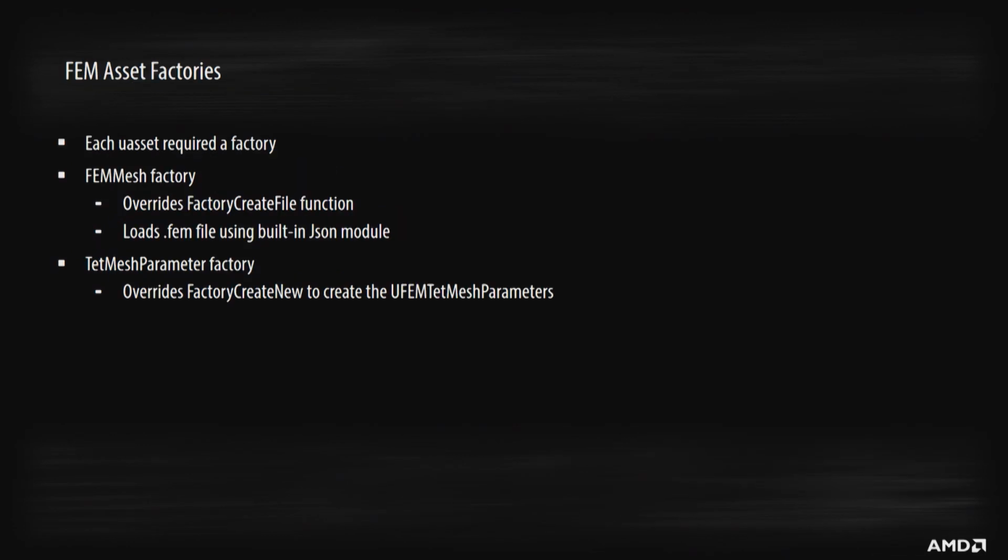Each of these needed a factory. The point here is that the FEM mesh factory uses one of the overrides, the factory create file, in order to do the .fem loading and parsing. The other factory, for TET mesh parameters, is just one that uses the factory create new.